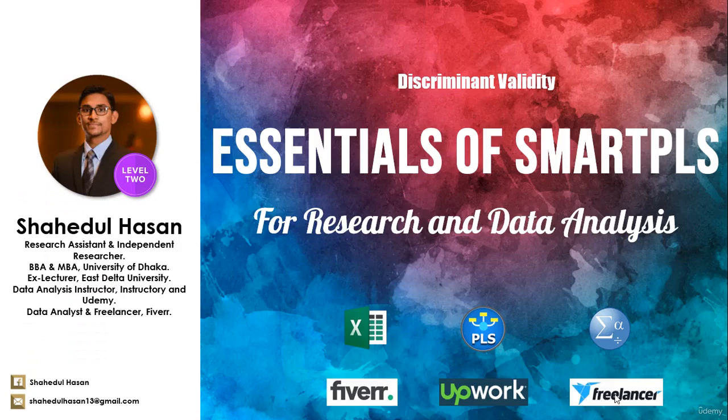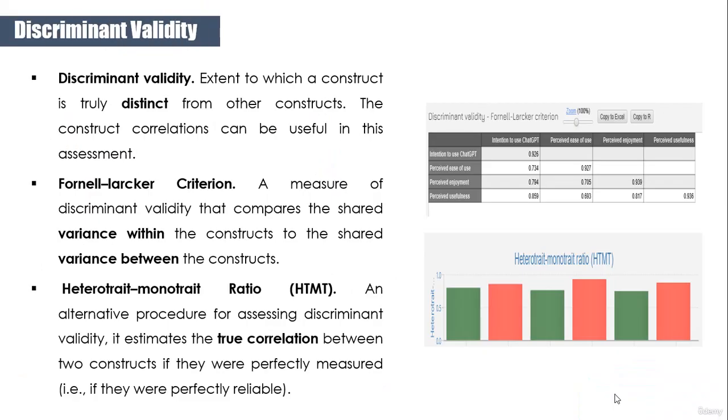And in the discriminant validity part, at first we will discuss some theoretical topics. That means a detailed discussion on what is discriminant validity, how we can test the discriminant validity. Then we will see the output from SmartPLS 4, and then we will see the explanation of discriminant validity in APA format.